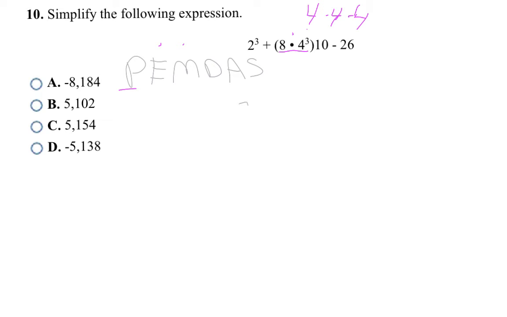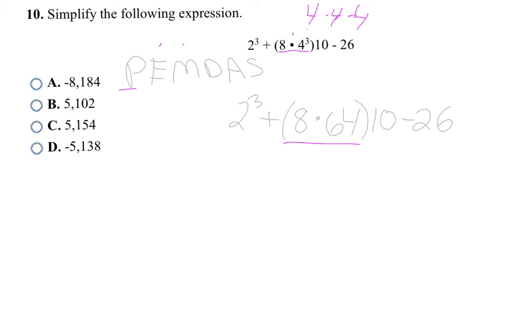So I'm still going to have the 2 cubed plus, in parentheses, 8 times, and now that 4 cubed I'm writing as 64, in parentheses, times 10 minus 26. And so I'm rewriting all of the numbers every single time so that I don't lose track of one, because these are long. It's easy to make a mistake. Don't just write down little bits here and there, because I see that all the time. Don't do that. So I'm still working inside of those parentheses.